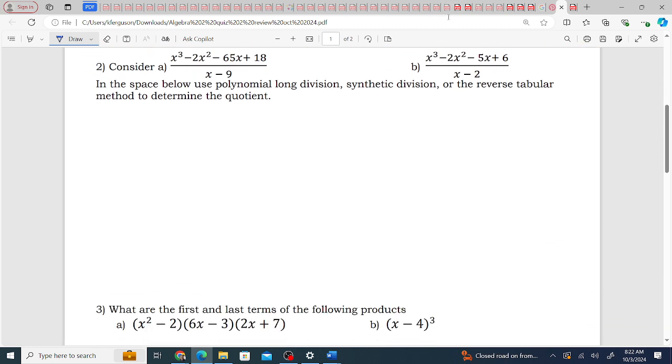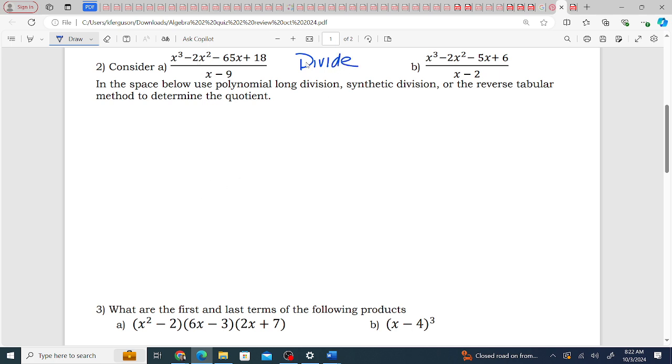So next, I've got in the space below, use the polynomial long division, synthetic division, or the reverse tabular method to determine the quotient. Quotient is the answer to a division problem, so it means we divide.